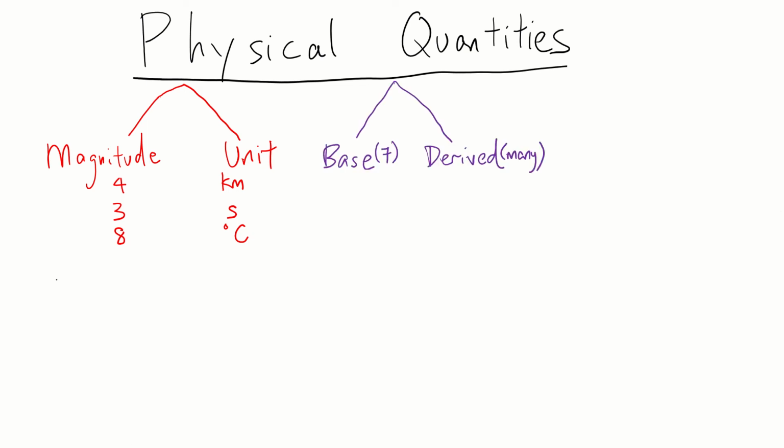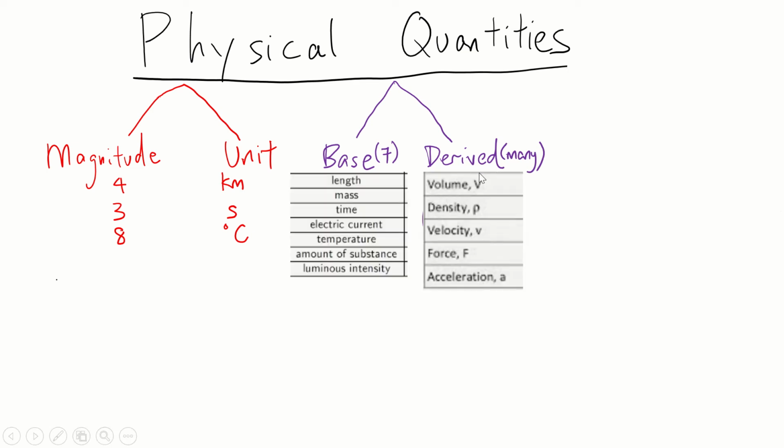Okay, so the second way that we can categorize them is that there are two broad categories known as base quantities and derived quantities. In physics, in fact in all sciences, there are only seven base quantities. These are basically the building blocks of all the physical quantities. And derived quantities, there are many.